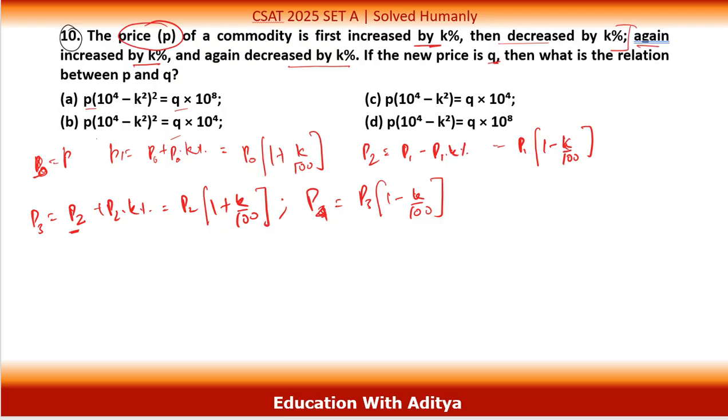If the new price is Q, so P4 is equal to Q, then what is the relation between P and Q? Now we need to find the relation between this P and this Q. So I will make two assumptions. I will call this one alpha because this term will repeat again and again. And I will call this term beta because these two are different terms. One is 1 plus K upon 100 and one is 1 minus K upon 100. With these assumptions I will not have to write it again and again. So I have to find Q in terms of P.